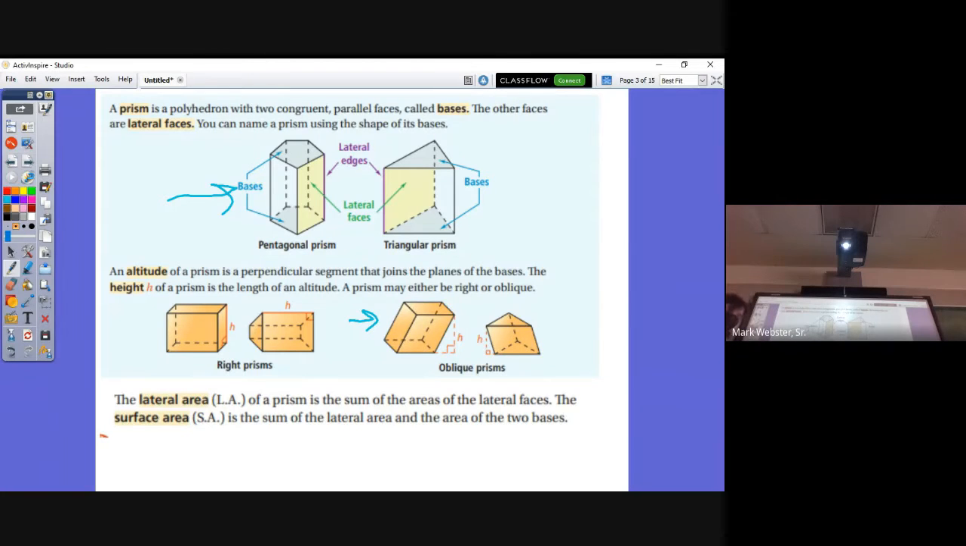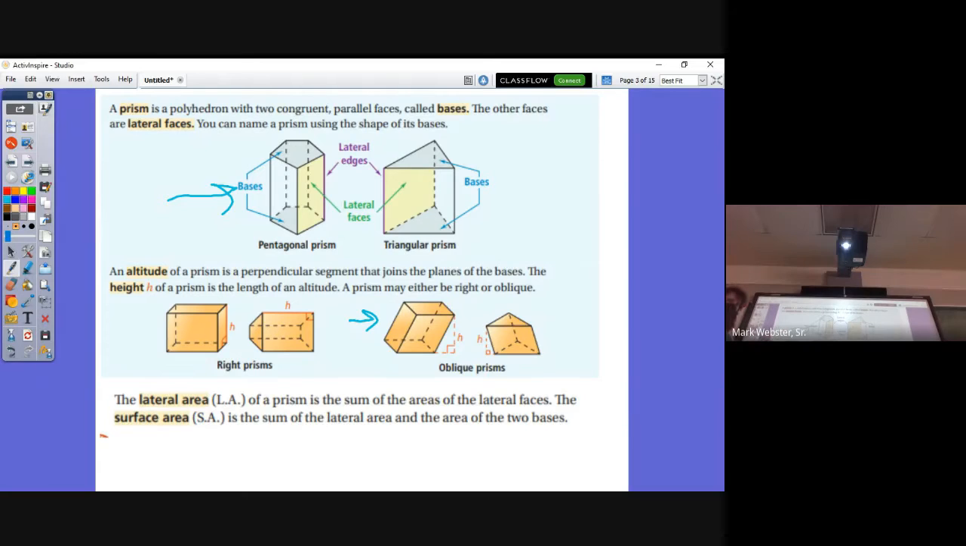Lastly, on this page, this book, and I never learned this when I was a kid, but they teach it now, so here it is. They talk about two different pieces of the total surface area.